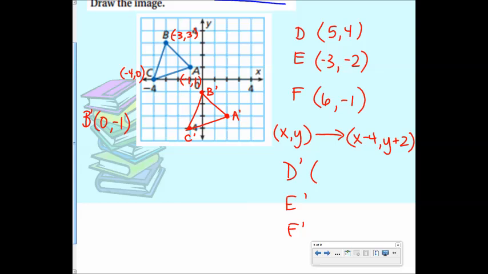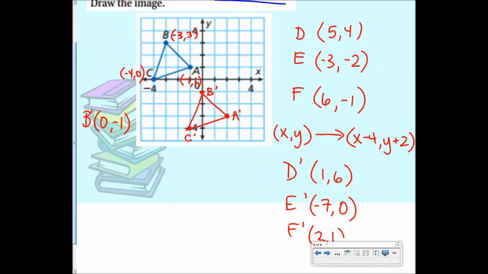Good. So I take D, and what do I do with the 5? Subtract 4, which would be 1. And what would I do with the 4? Plus 2, which is good. Okay. What about E? Subtract 4, which would be negative 7, and then add 2, which would be 0. All right, and then last but not least, F would be what? 2, comma, positive 1. Very good. Because you subtract 4 from the x, and you add 2 to the y.